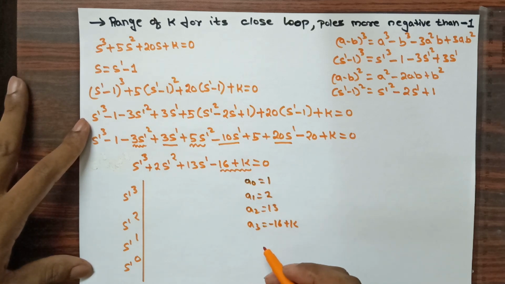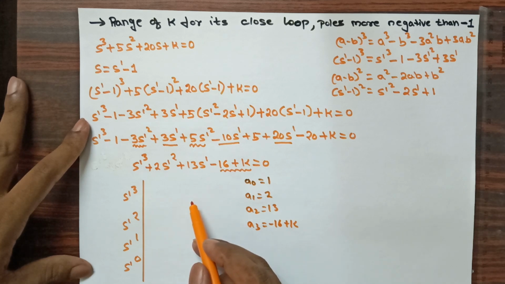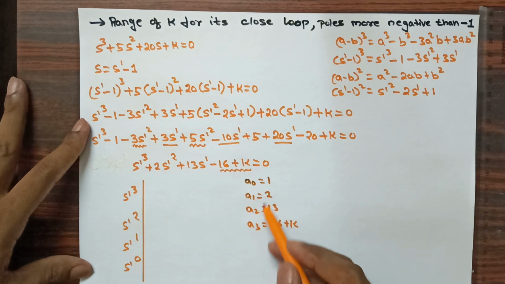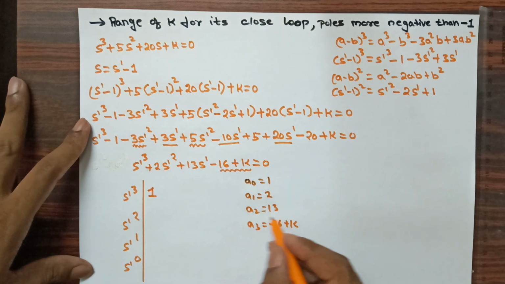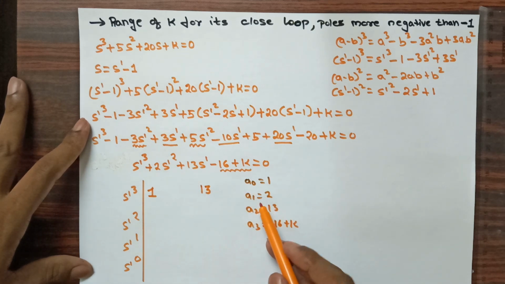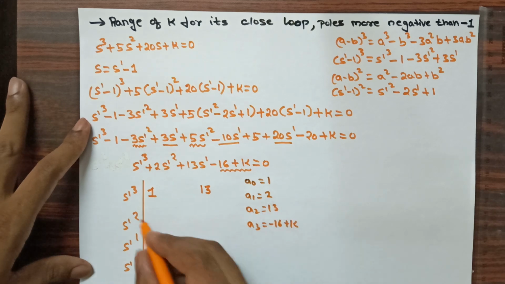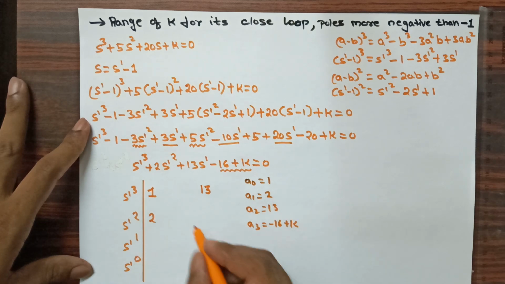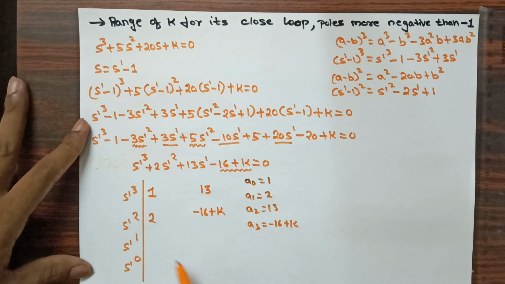Now by looking into this, I am going to form the first row. We know that in the first row we are going to consider the even coefficients, that is a0 and a2, and the a0 value is 1 and the a2 value is 13. And next in the second row I am going to consider the odd coefficients, that is a1 and a3. So the a1 value is 2 and the a3 value is minus 16 plus k. Now these are the two rows we got directly from the characteristic equation.